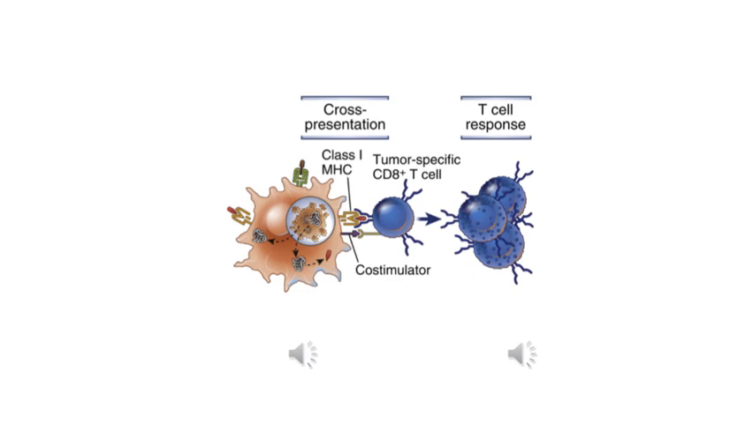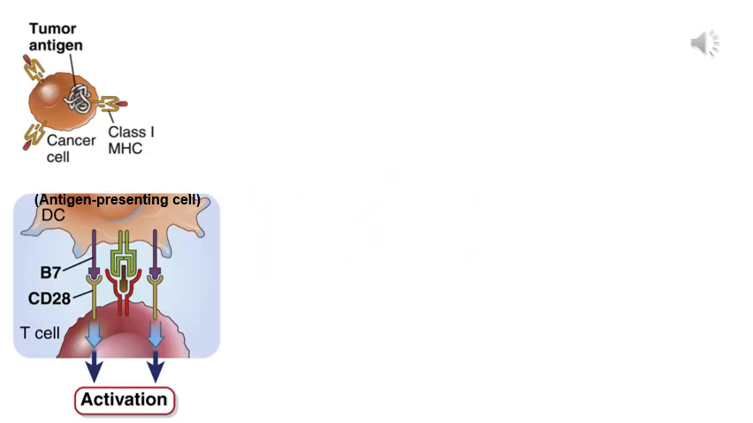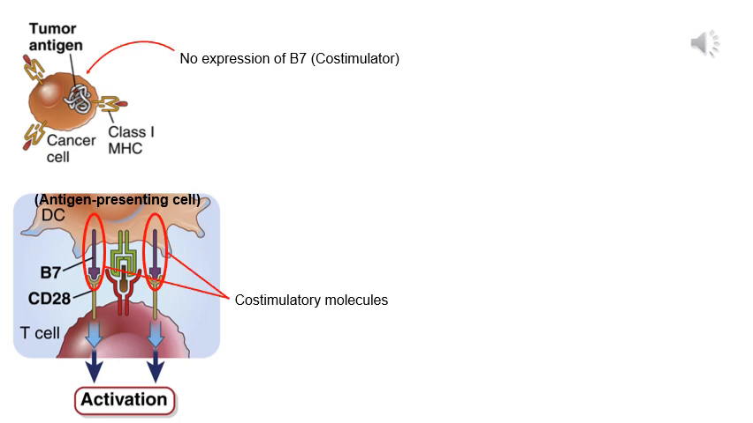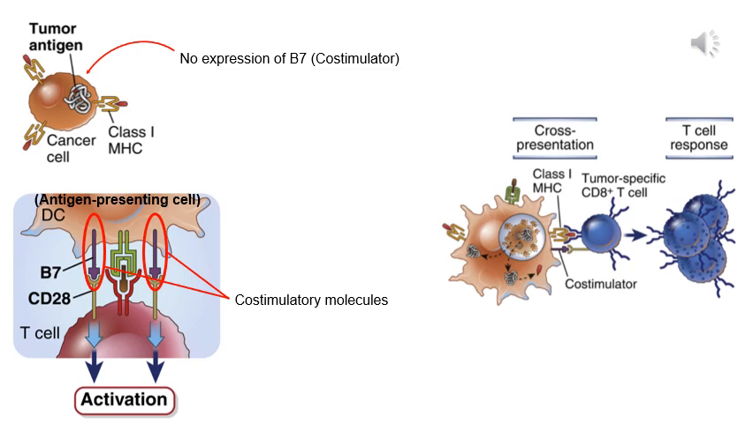For initiation of CD8 positive T cell responses, cross-presentation with MHC class 1 and costimulators is needed. Most tumor cells are not derived from APCs, antigen-presenting cells, nor do tumor cells express the costimulatory molecules needed for naive T cell activation. So, to activate anti-tumor CD8 positive T cells, tumor antigens have to be presented by DCs, dendritic cells, the best APCs for transporting tumor antigens to secondary lymphoid organs and for activating naive T cells.